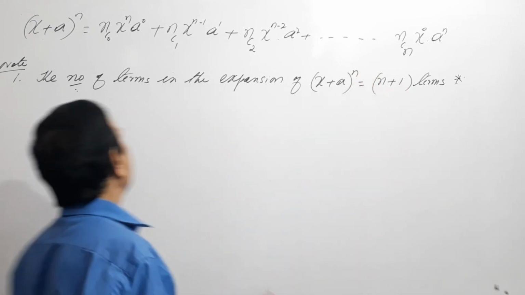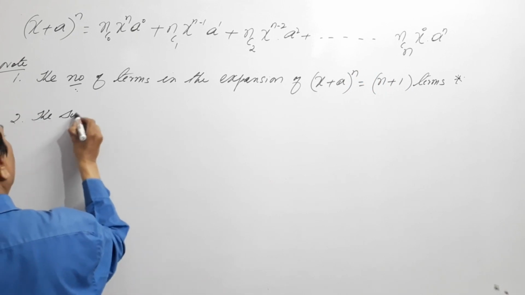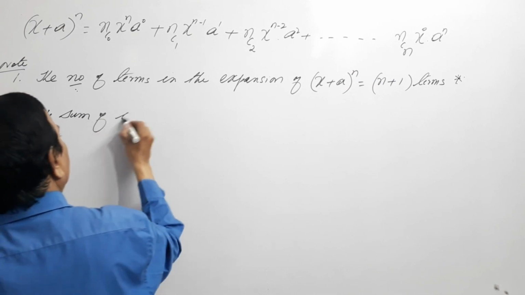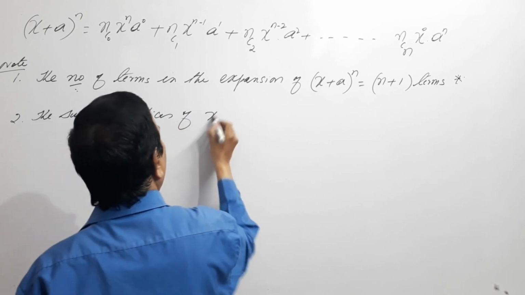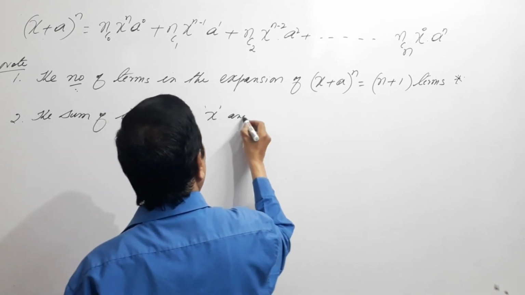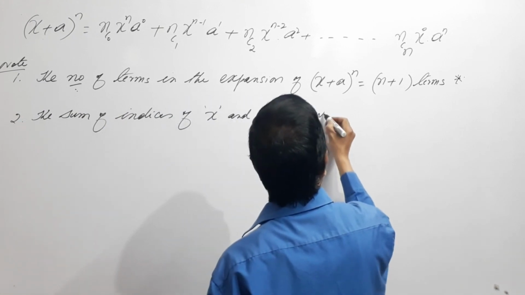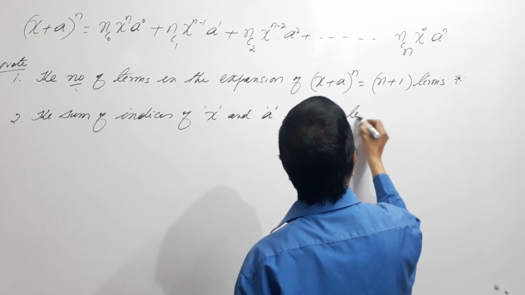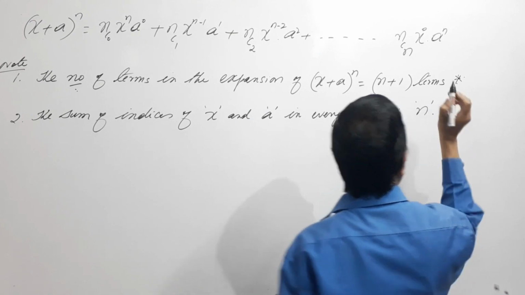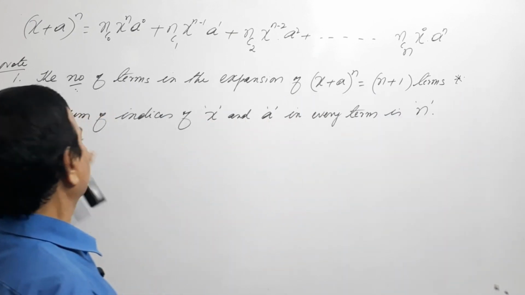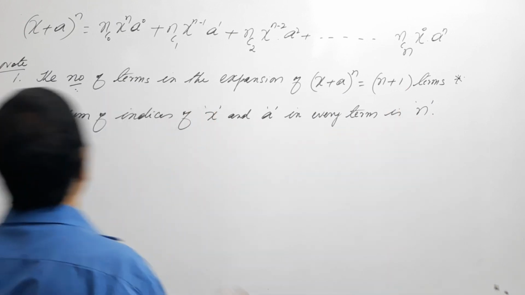That's what it means. Second point, the sum of indices of x and a in every term is n only. So the sum of indices of x and a is in terms of n, right?